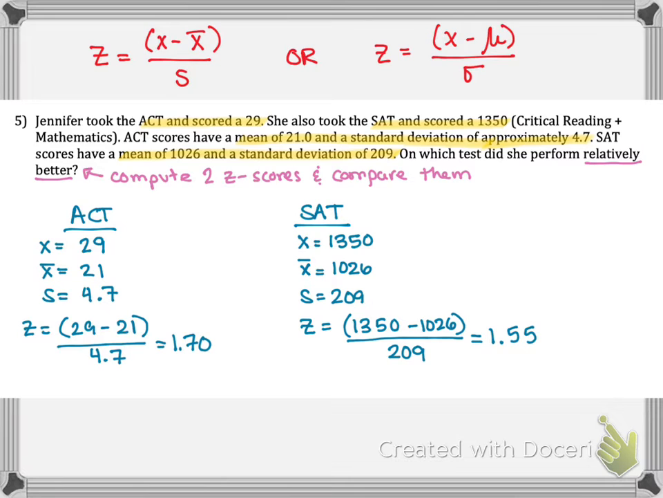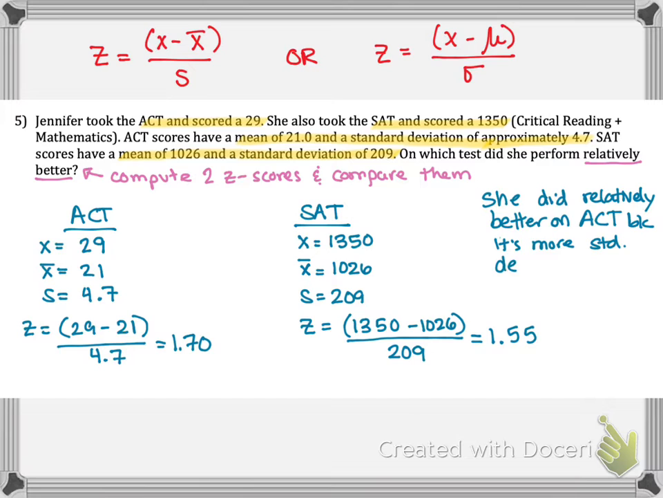Look at the sizes. She did relatively better on the ACT because it's more standard deviations above the mean. Okay, 1.7 is further above the mean than 1.55. All right, we're going to move on to question number 6 together from the review.